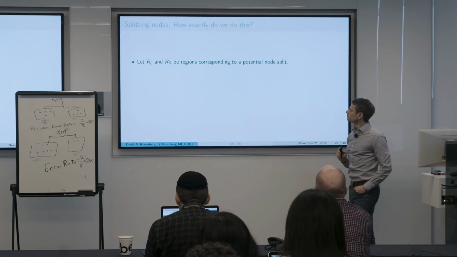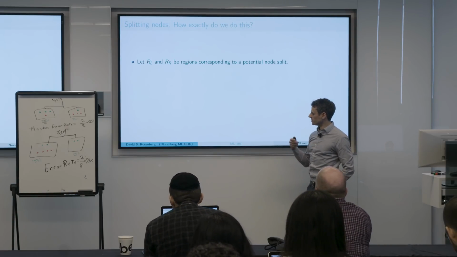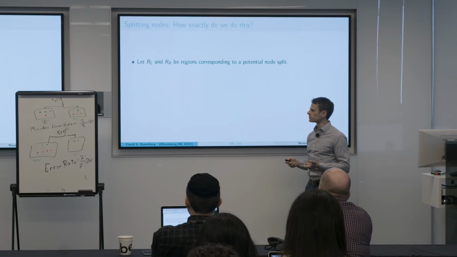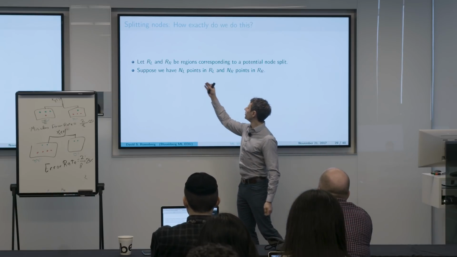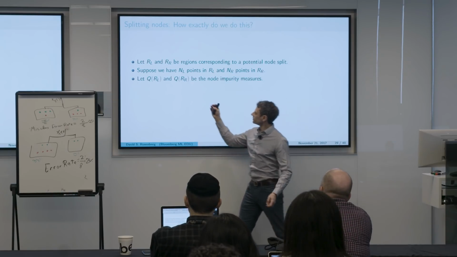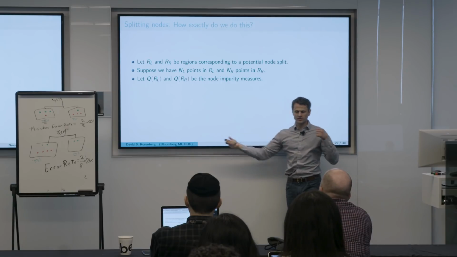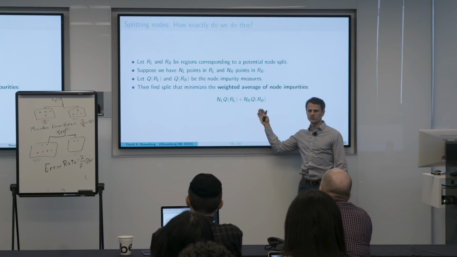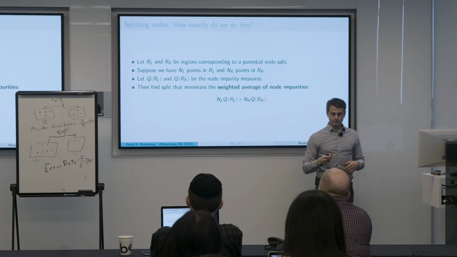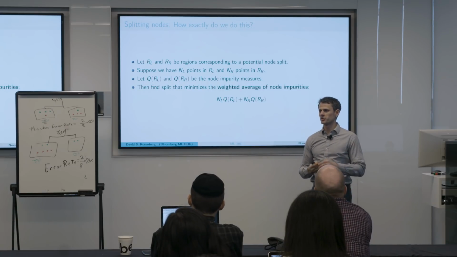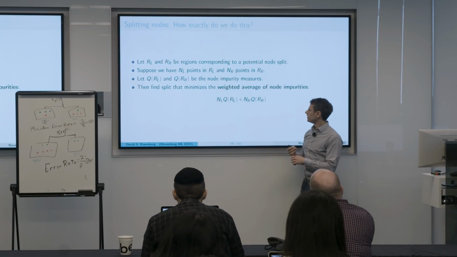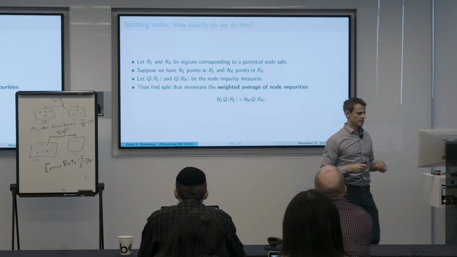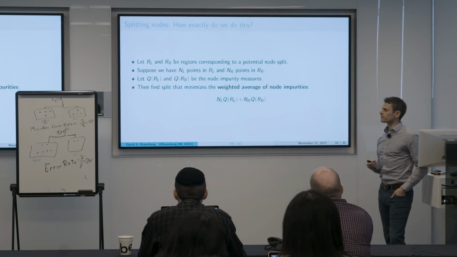All right. So what I said in words just a minute ago is, how do you actually do this? If R_L and R_R are the left and right partitions from a split, and you have N_L points in the left and N_R points in the right, and Q_L and Q_R are the impurity measures of the left and the right, then we assess how good the split is by this weighted combination of the node impurity measures. And we would search for the splitting variable and the splitting point that gives us the smallest weighted average of node impurities. Right? So that's the search procedure for classification.